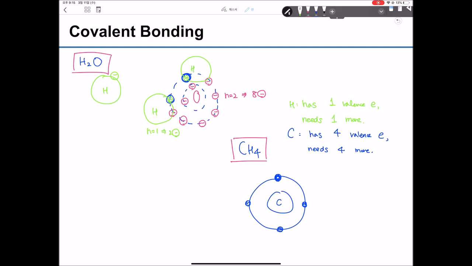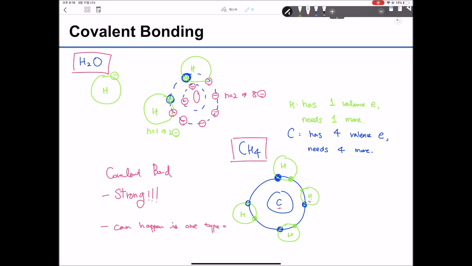So what they do is, there is this hydrogen. Each hydrogen comes in, and they gain one from carbon. So this is a perfect marriage. When two different types of atoms are merged, C is sacrificing four, H is sacrificing one. So this is the type of covalent bond. And of course, since they are sharing the electrons, they are generally strong. And it is common in many atoms. It can happen in one type of atoms, or between different atoms.